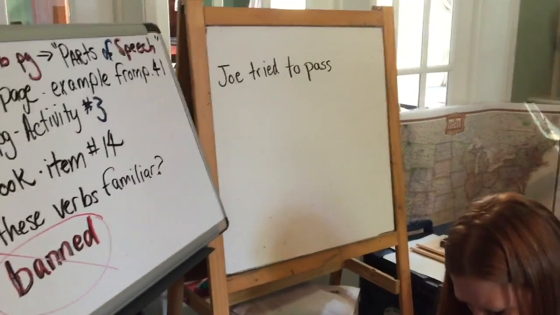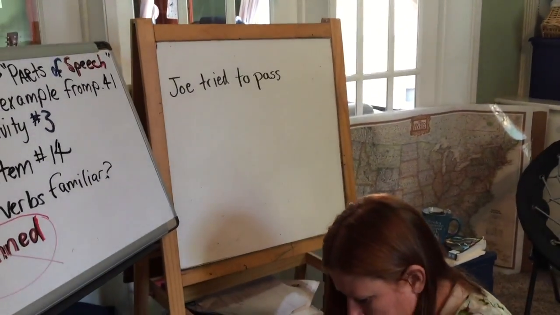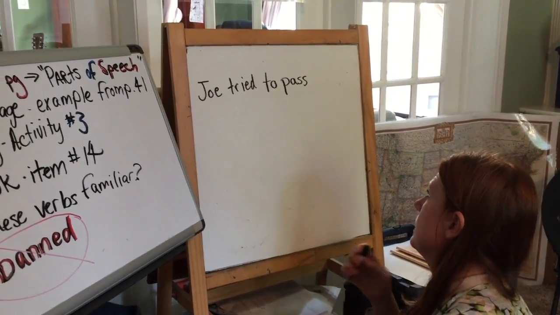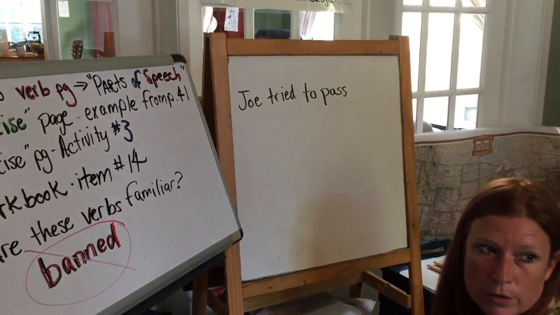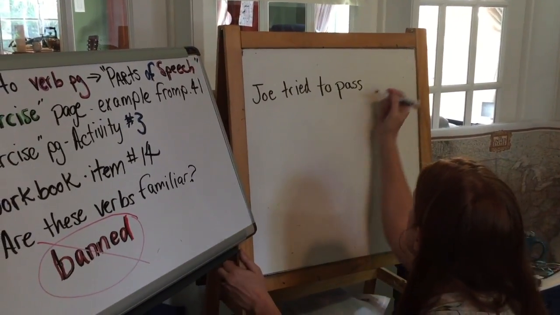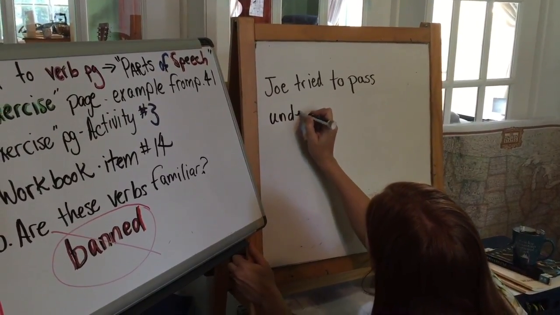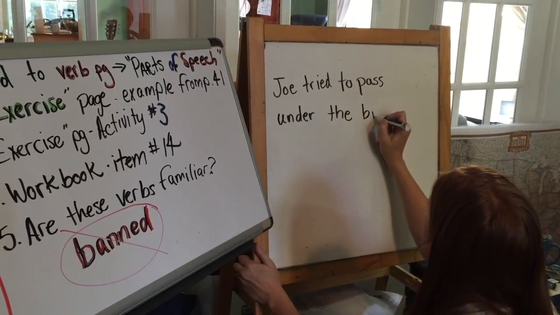And then add a prepositional phrase. Joe tried to pass. Give me a preposition. Under the bridge. Good. But the troll stopped him, and then he killed the troll by yelling, Hadouken! Under the bridge.